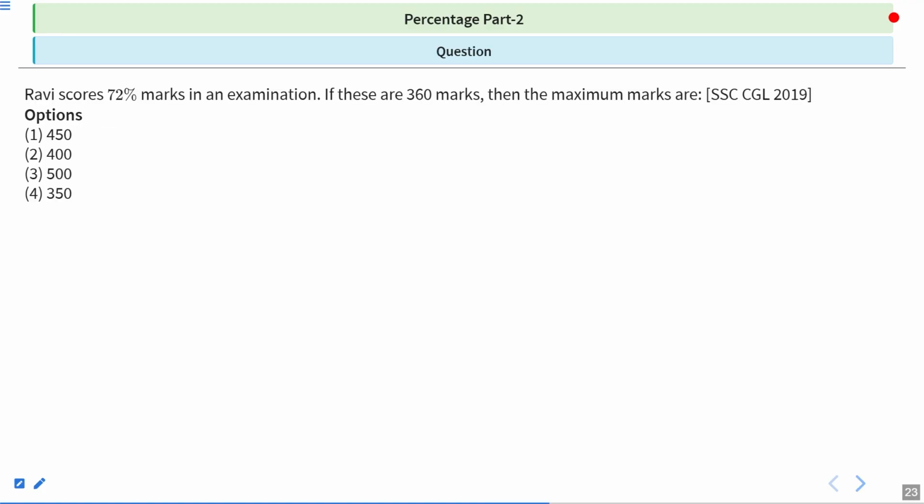Ravi scores 72% marks in an examination. If these are 360 marks, then the maximum marks are. This question is asked in SSC CGL 2019 exam. Now there are four options. One is 450, second is 400, third one is 500, four is 350. Now you have 10 seconds to solve this question. Your time starts now.